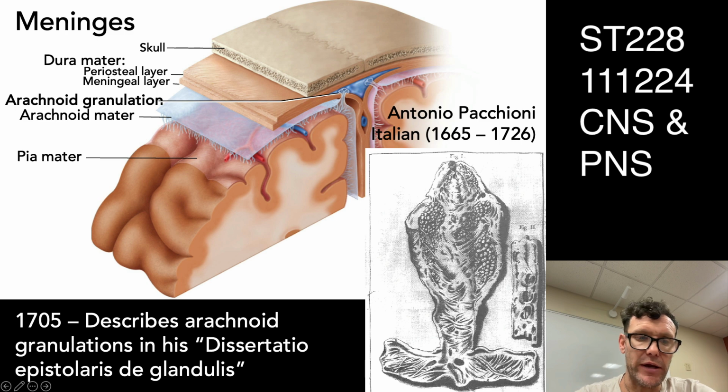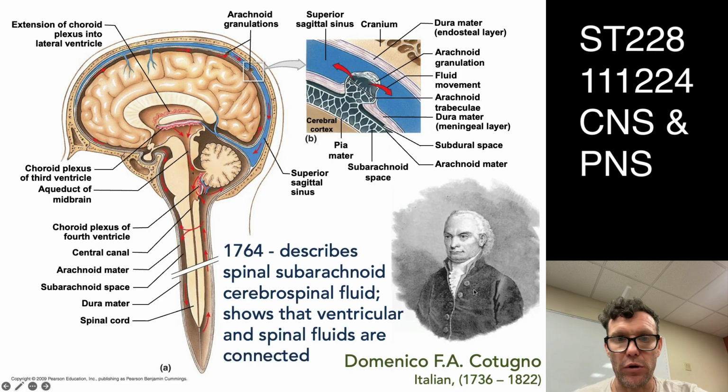The arachnoid granulations that Thomas Willis initially hypothesized were described much more fully by Antonio Pacchioni, an Italian, in 1705 in one of his dissertations. And this is how we get the resorption.